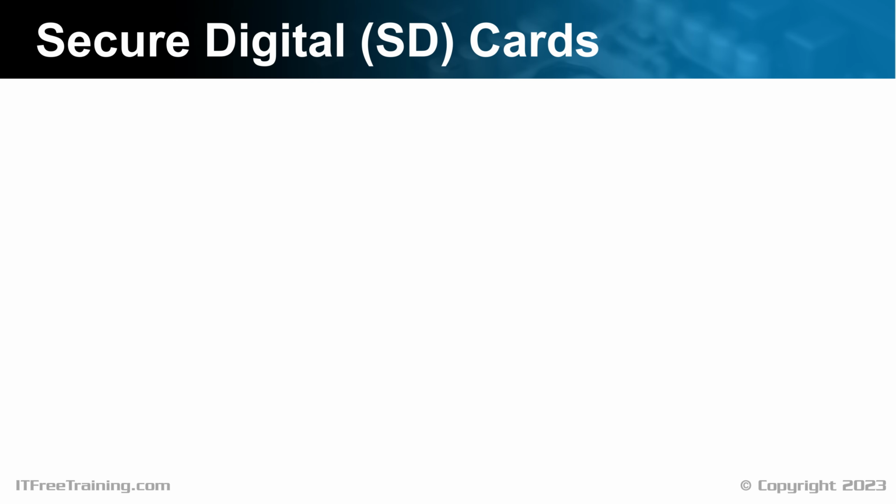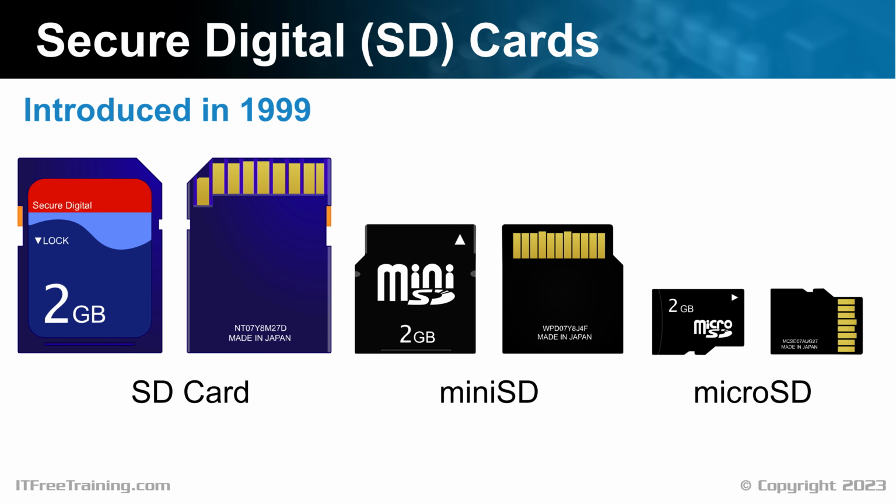Secure digital cards, or better known as SD cards, were first introduced in 1999. They come in three different sizes. The largest known as SD cards, the next mini SD, followed by the smallest micro SD. Given the increase in flash storage size, you don't tend to see mini SD used anymore.